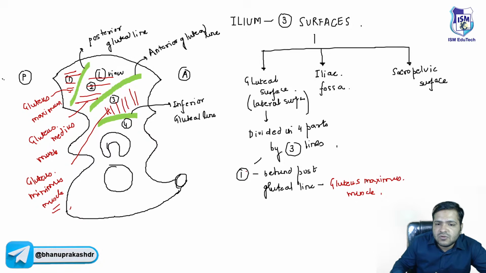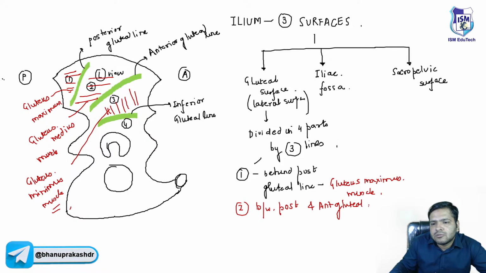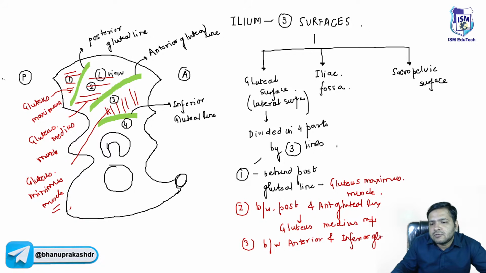So the second one, if you want to write or complete in the flow chart: between the posterior and anterior gluteal line, we have gluteus medius muscle, and between anterior and inferior gluteal line, we have gluteus minimus muscle.